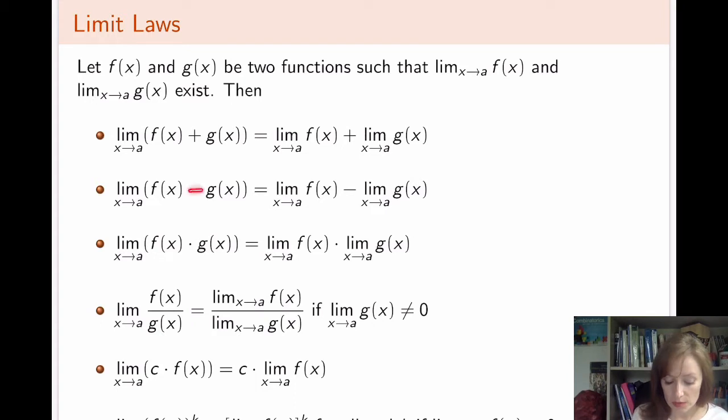Okay? Same with the difference, same with the times. Again, instead of computing the product of the functions first, you can compute the limits separately and then take the product. Same with the quotient, except for, of course, in the quotient, the bottom cannot be 0.